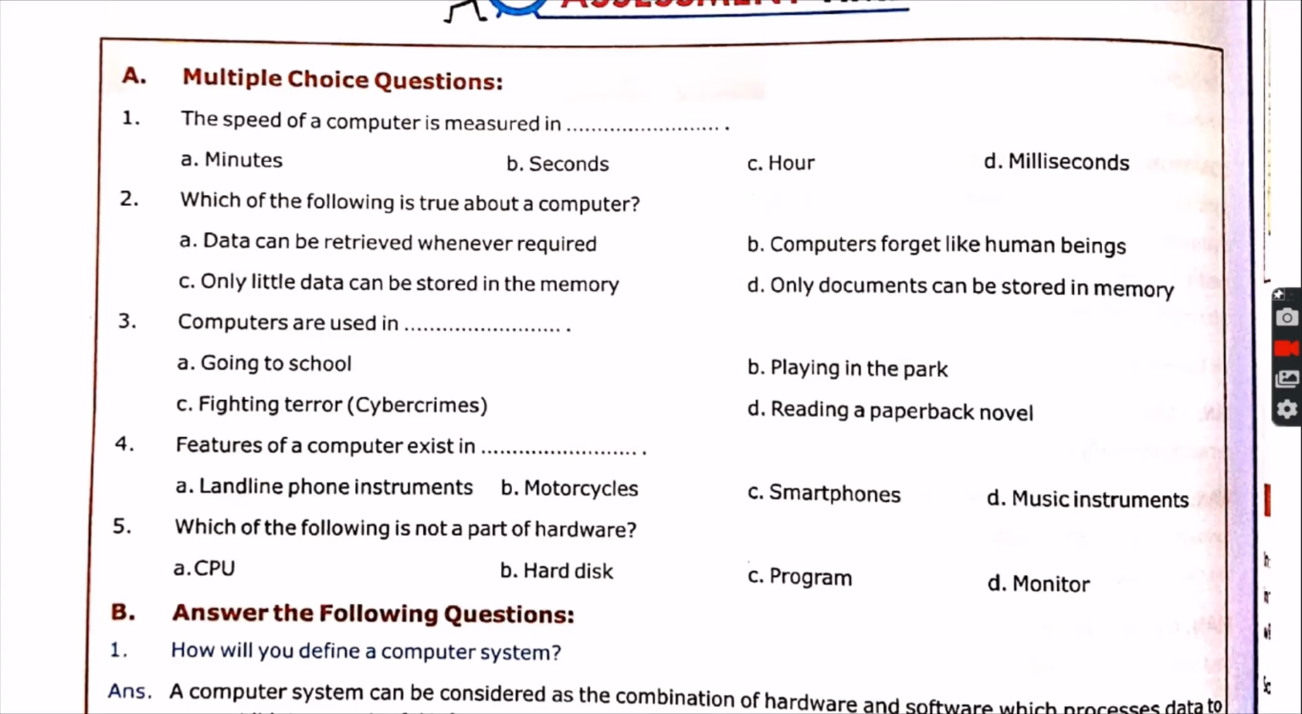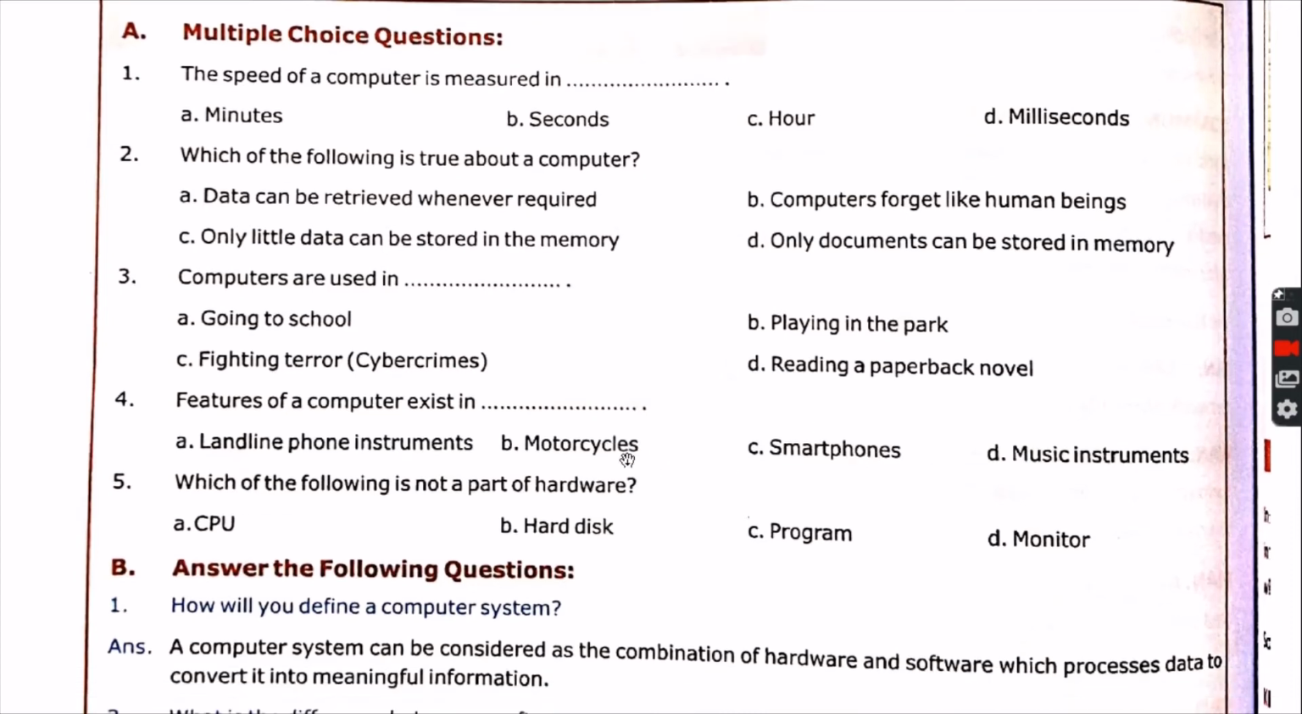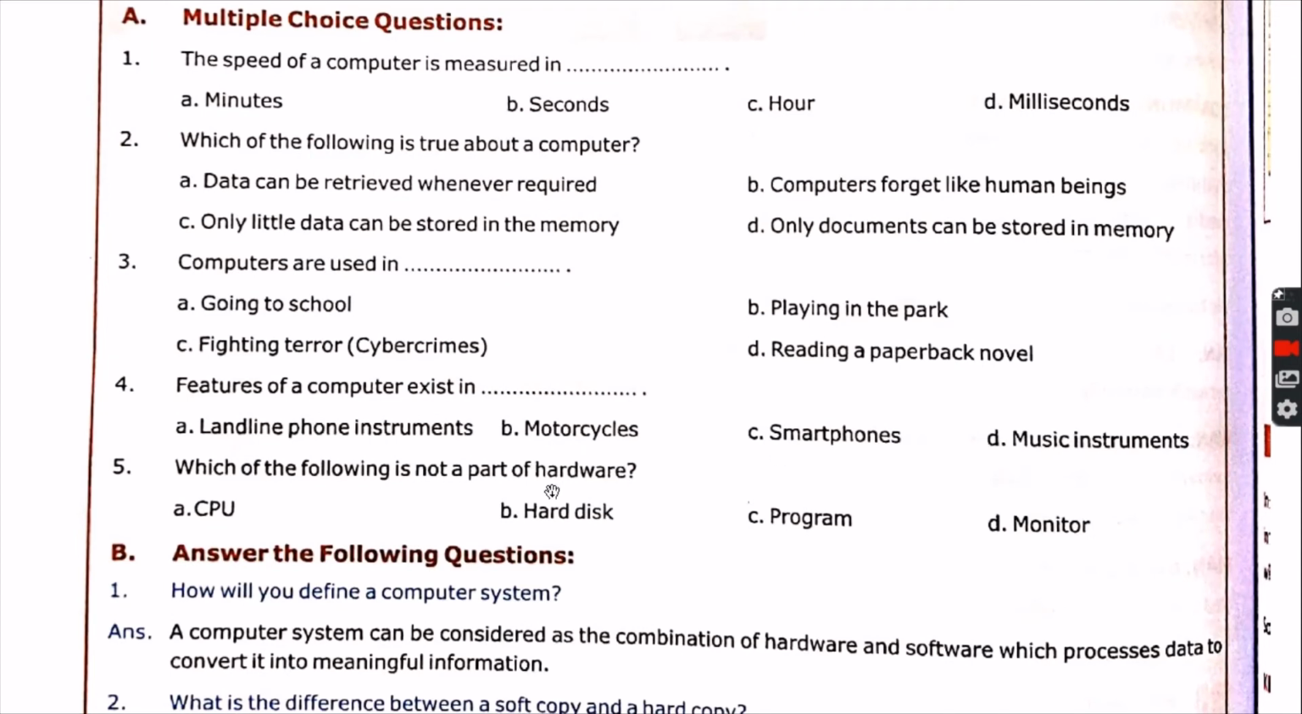Now see the next one. Features of a computer exist in present day. Smartphones also have the features of a computer system. So here the right answer is C.